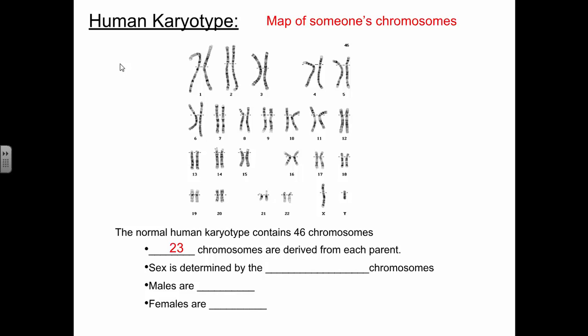You'll notice they're numbered all the way up to 22, but then we have this last set here. What does it say? X and Y. These are a special set of chromosomes. In humans, sex is determined by a special set of chromosomes called the sex chromosomes. They're usually listed as the 23rd pair. And you'll see here they don't match up. For all the other chromosomes, they're the same size, but not for the sex chromosomes in this person.